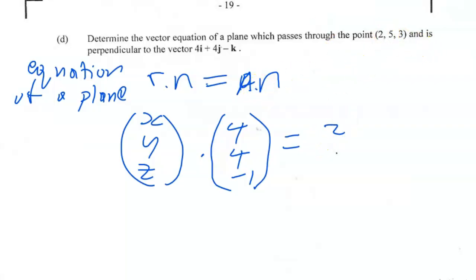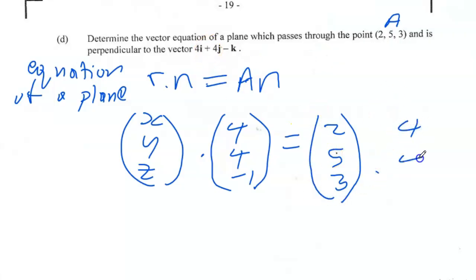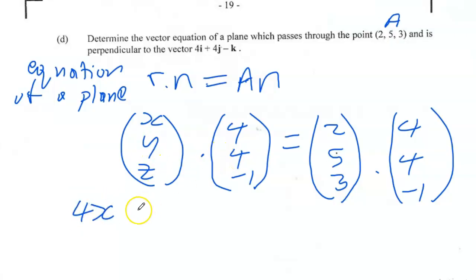So this should be a, this should be a·n, right? And a represents a point, which is (2, 5, 3). And again, the normal or the perpendicular vector is 4i, 4j, minus 1k. So doing the calculation, x times 4, that's 4x. 4 times y, so we're taking a dot product. And z times -1, so minus z, equal to the dot product on the right hand side.